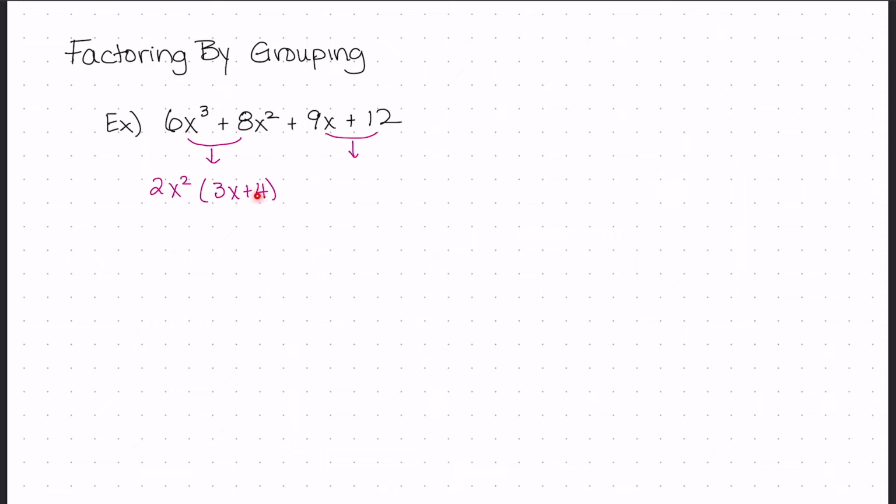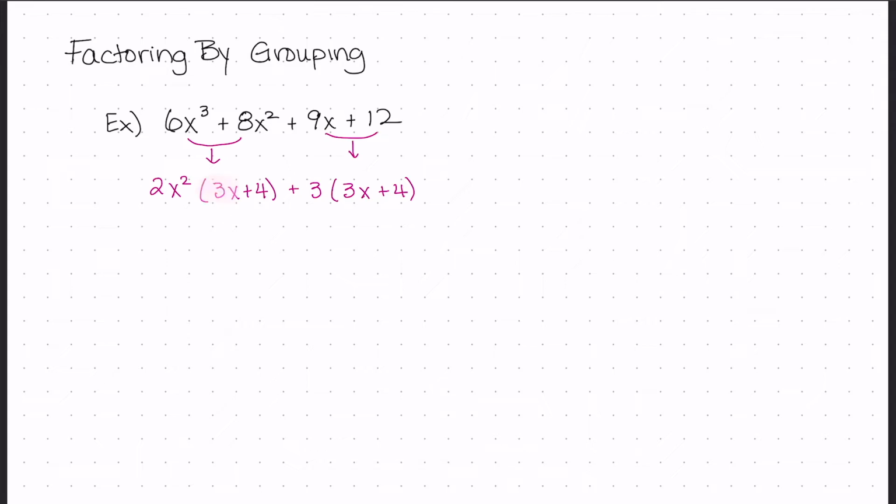And you can double check by distributing back in. 2x squared times 3x would be 6x cubed. 2x squared times 4 is 8x squared, so this is good. Okay, we're going to look at the next pair of terms. And again, we're looking for a greatest common factor. And this time we can see there's a 3. It's a positive 3, so I'm going to put plus 3. And when I factor that out, it leaves me with 3x plus 4. Again, I can distribute back to check. 3 times 3x is 9x. 3 times 4 is 12, so that's good.